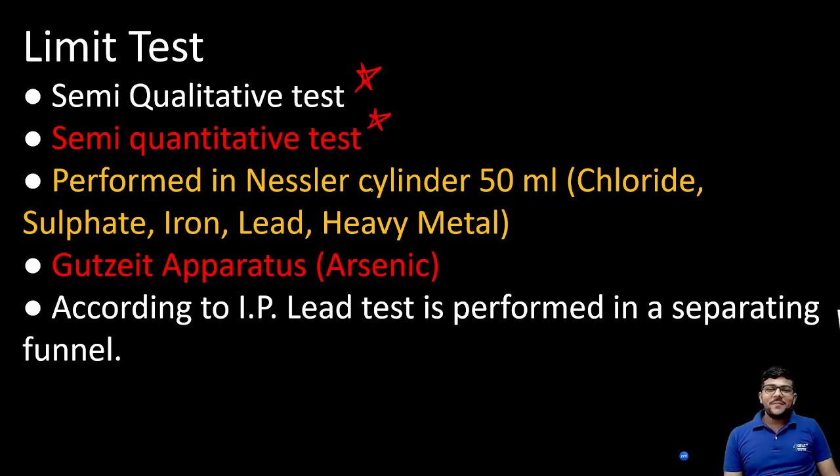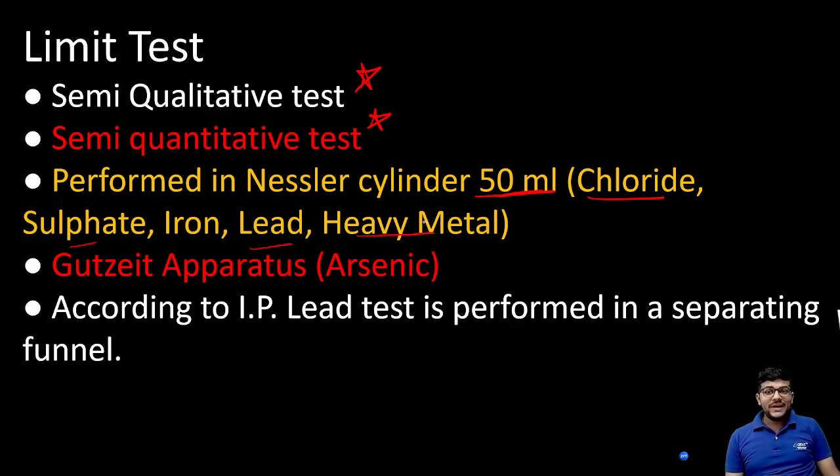I hope you remember that our limit test is usually performed in a Nessler cylinder. You can see the Nessler cylinder is the big version of our test tube. I hope you all have seen the test tube in your Pharm, as well as in the practicals in 11th and 12th class. The Nessler cylinder has a volume of 50 ml, and we can perform the limit test of chloride, sulphate, iron, lead, and heavy metal in the Nessler cylinder.